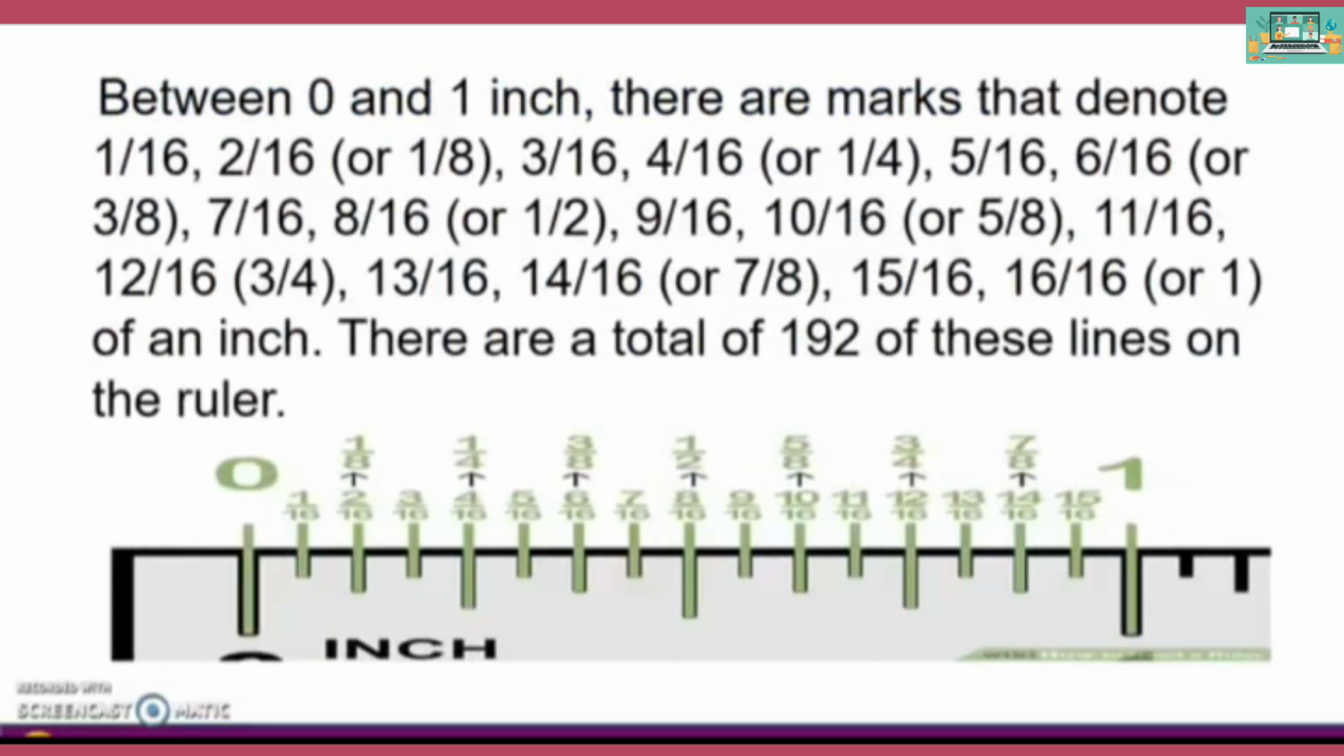Between 0 and 1 inch, there are marks that denote 1/16, 2/16 or 1/8, 3/16, 4/16 or 1/4, 5/16, 6/16 or 3/8, 7/16, 8/16 or 1/2, 9/16, 10/16 or 5/8, 11/16, 12/16 or 3/4, 13/16, 14/16 or 7/8, 15/16, 16/16 or 1 inch. There are a total of 192 of these lines on the ruler.